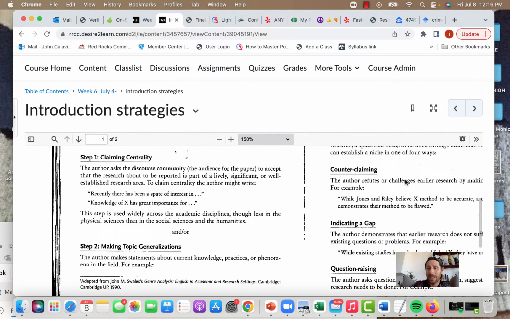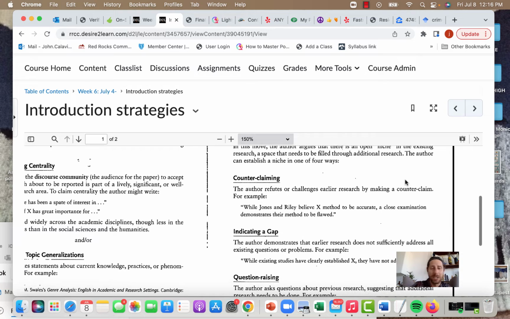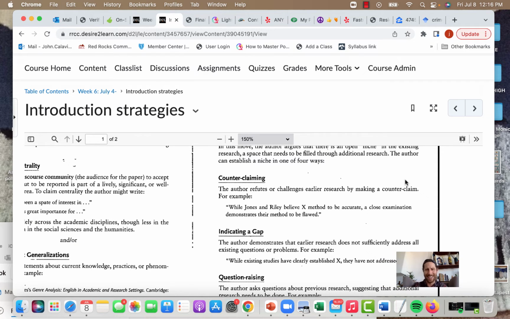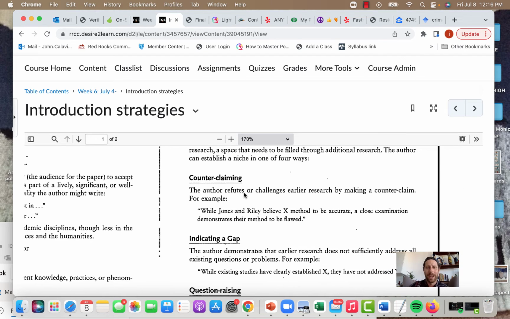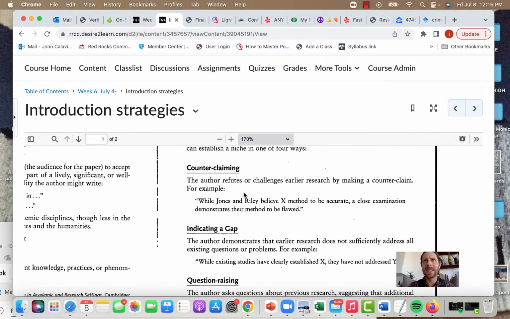I like the counterclaiming one just because I like to be a contrarian. That's sort of my personality. So what is that one? Let's zoom in, right? This is where you basically go against, right?